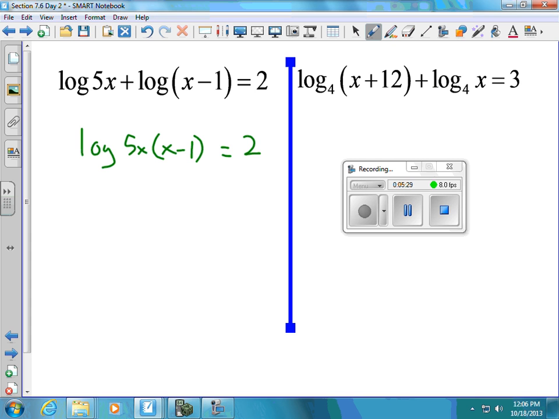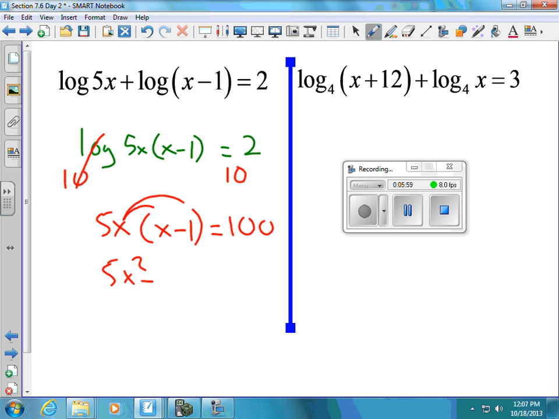What base is going to cancel out a log base 10? Well, a base of 10 on both sides. So we're going to exponentiate both sides using a base of 10. It cancels the logarithm out. We get 5x times x minus 1 equals 10 to the second power, which is 100. So at this point, we have to distribute and factor. We get 5x squared minus 5x equals 100. Now we're going to subtract 100 from both sides. And we get 5x squared minus 5x minus 100 equals 0.